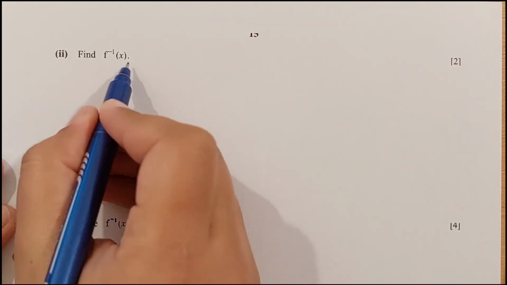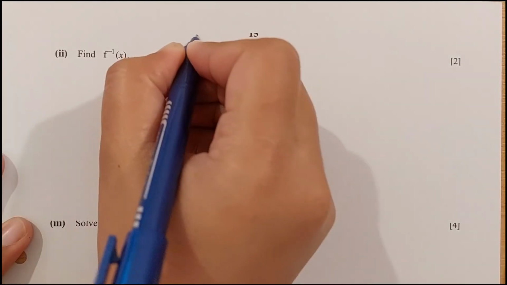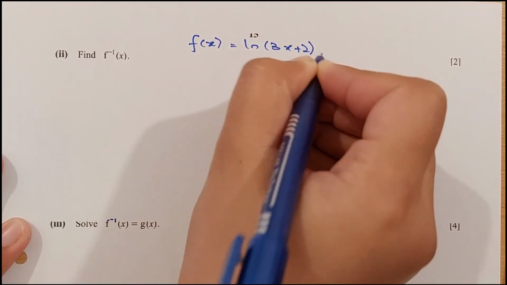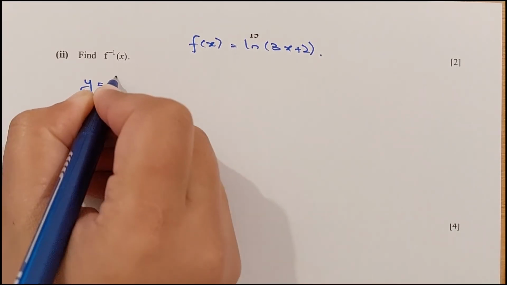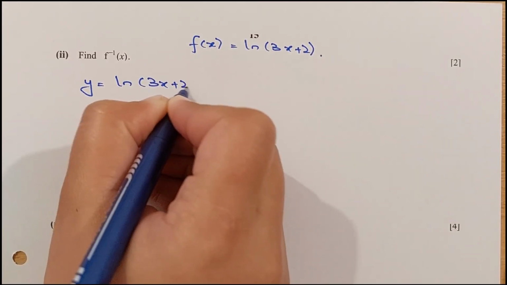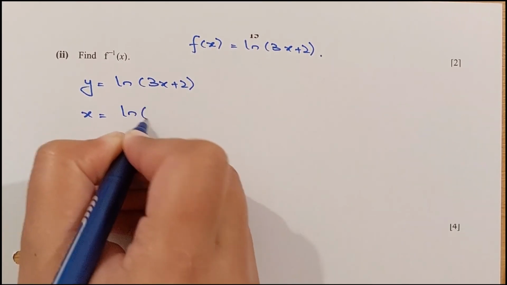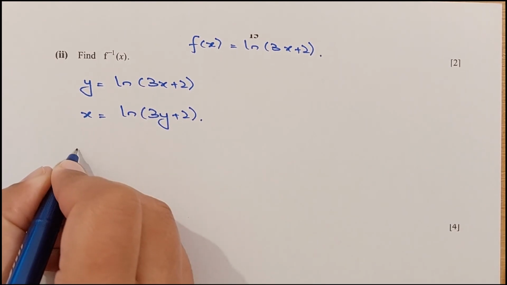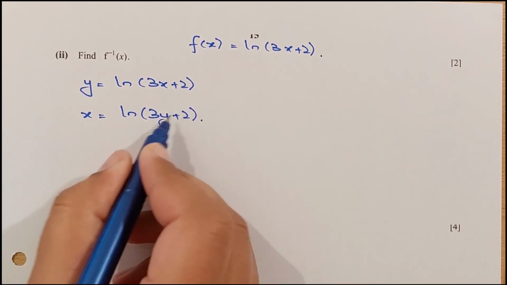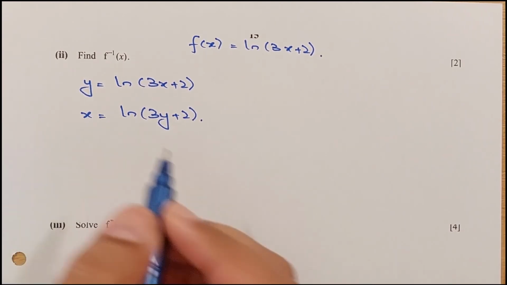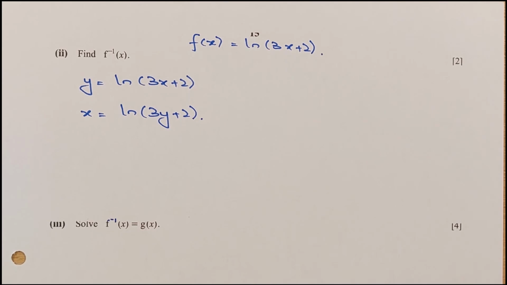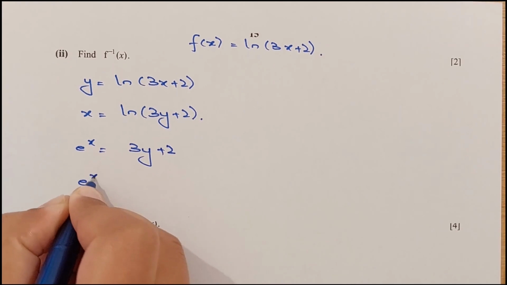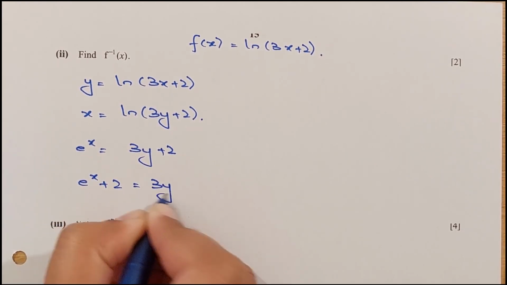Now for the second part, find f inverse of x. We have the function f of x equal to natural log of 3x + 2. First we put y equals f of x, ln of 3x + 2. Now swap: x equals ln of 3y + 2. Converting natural log to exponential form, e power x is equal to 3y + 2. So e power x minus 2 is equal to 3y.